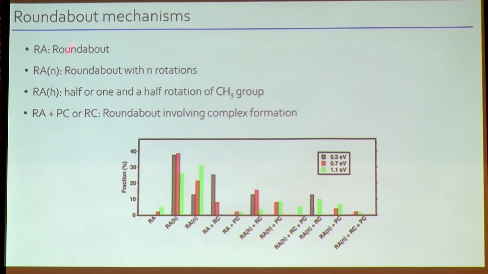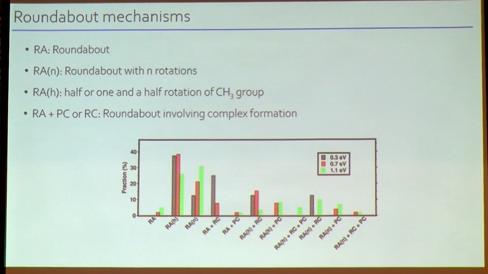Okay, so in this roundabout with N rotations, we found N of 8, like starting from 1, we found a maximum of 8 revolutions of the methyl group before the reaction, the substitution, could occur. We also found this coupling of roundabout with complex formation. So we saw that complex formation happened and then roundabout happened. It's like all sorts of things are happening. As you can see, a variety of mechanisms is happening, and a rich dynamics is seen for this system.